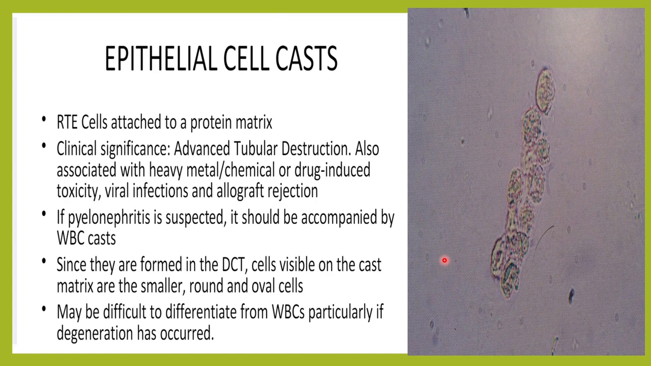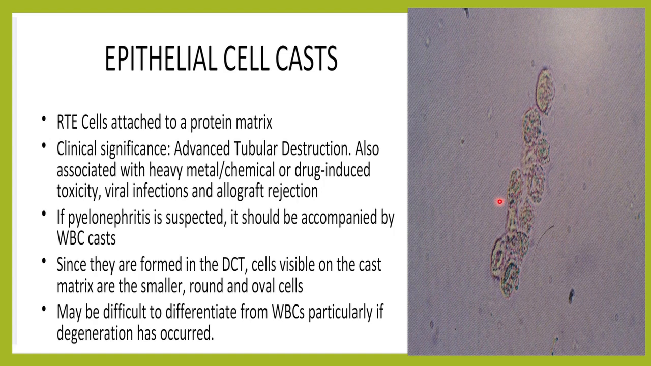So these renal tubular epithelial cells, I have told you, are in a cast, so they will be on a matrix which is formed from a protein. Whenever there is tubular destruction, that could be because of a heavy metal, or because of necrosis, or a viral infection, or an allograft rejection, you will get such a cast. Sometimes in severe pyelonephritis also the renal tubular epithelium can be shed. At that time you can find such casts, and you will also find the WBC casts.